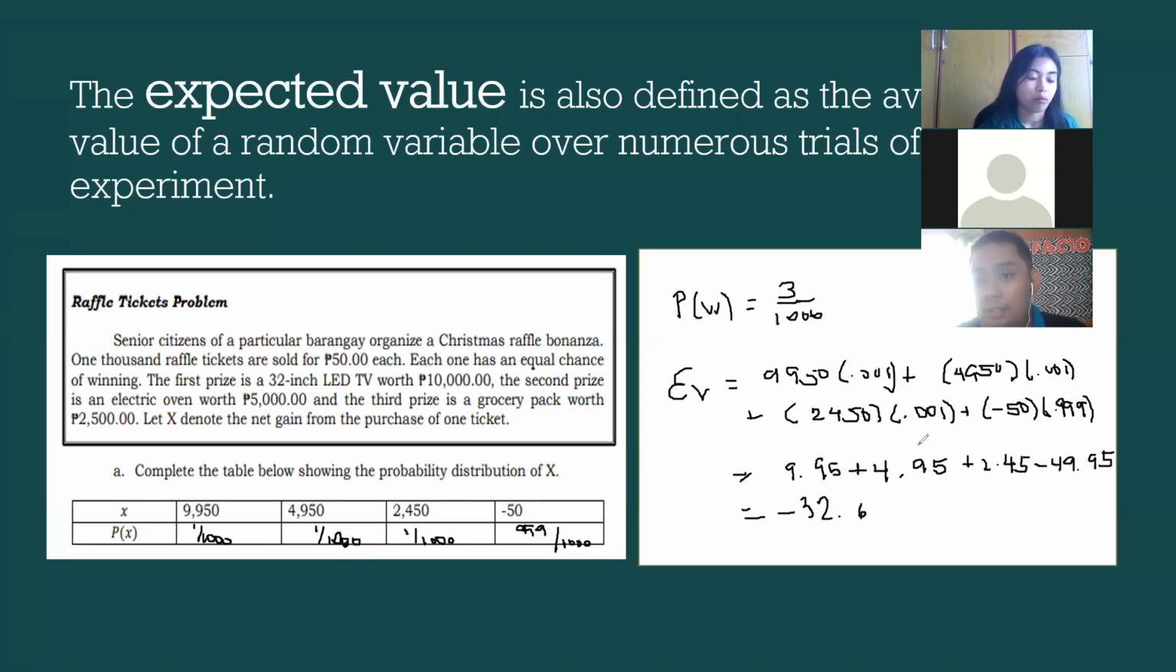32.6. Negative pa rin. So, when you talk about raffle, lagi naman kasing negative, mababa ang tsansa. Talaga naman pag raffle, mababa ang tsansa mo na manalo ka. Mas malaki ang tsansa na matalo ka kaysa manalo ka. Okay? Kasi raffle nga yan. Okay po? Swertihan.